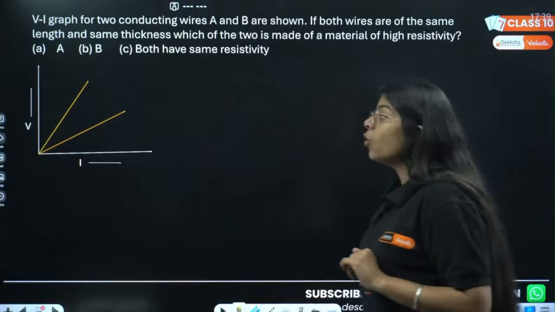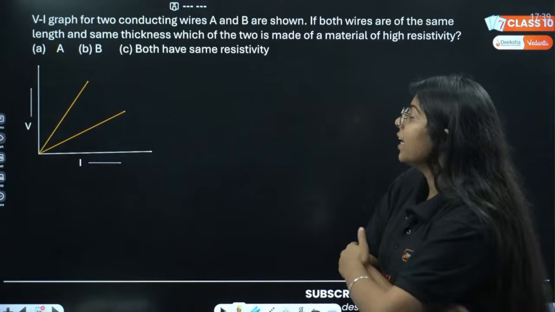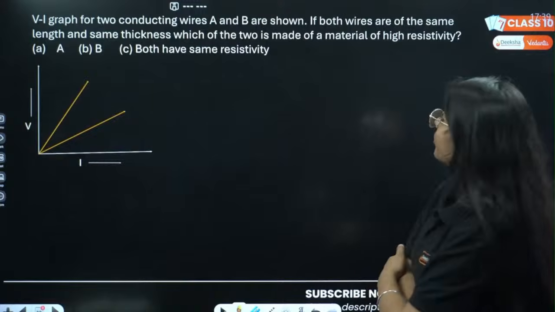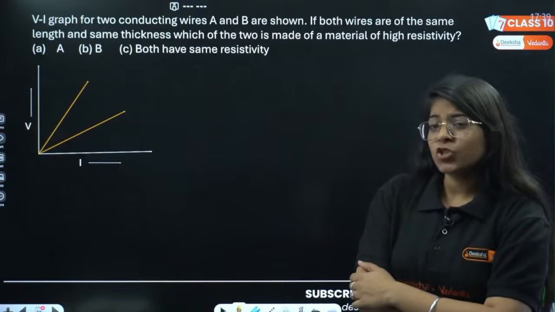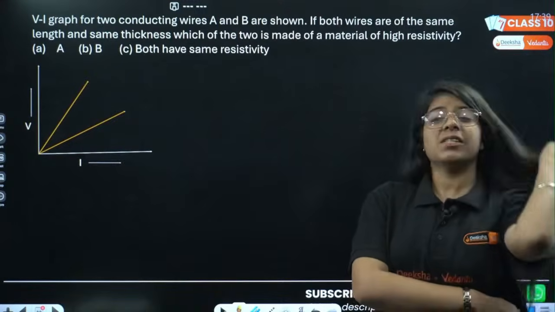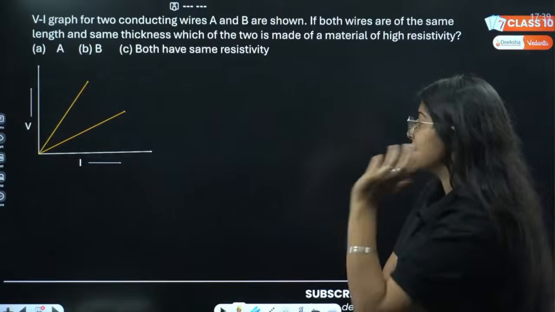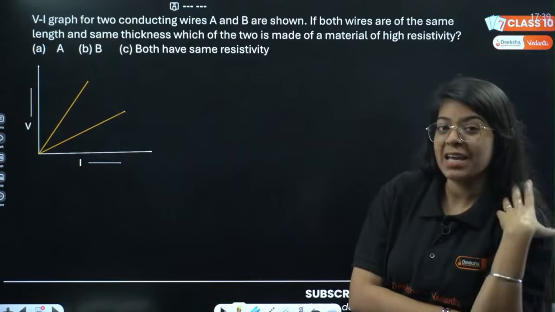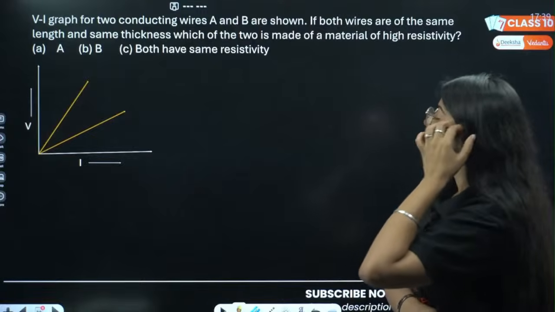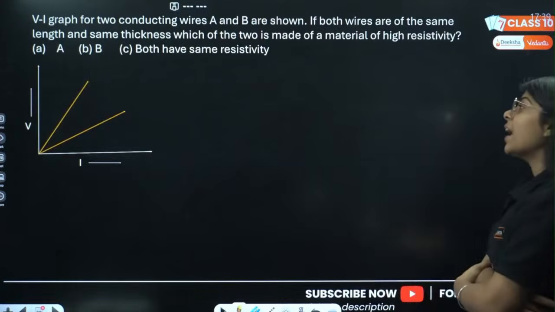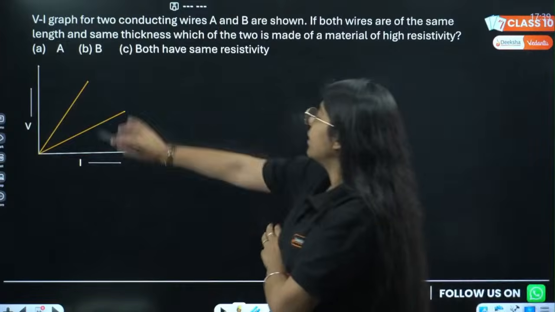Yes. Oh, again a graph question. I love these graph questions because they make you challenge your brain. Even sometimes I get confused whether y is on the x-axis, or v is on the x-axis, or i is on the x-axis. Let's see. VI graph of two conducting wires A and B are shown.